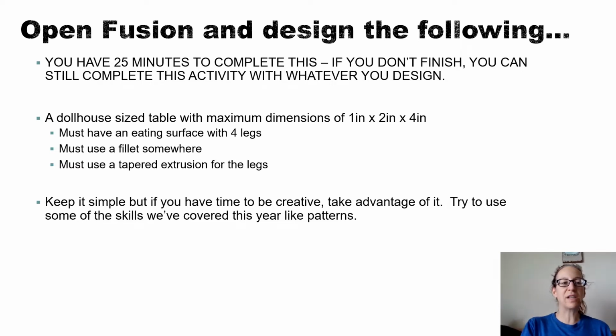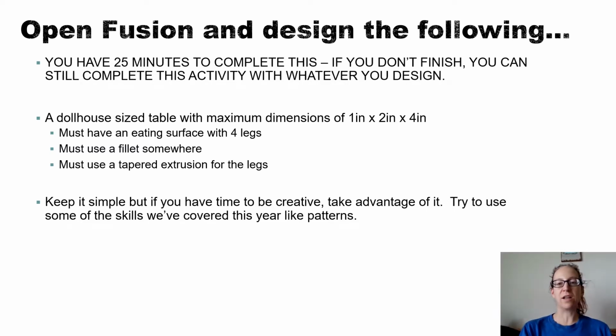So what I want you to do is design a dollhouse sized table with maximum dimensions of 1 inch by 2 inches by 4 inches. So it can be smaller than that, just those are your maximum dimensions. It can't be longer, wider, taller, deeper than those. It must have an eating surface with 4 legs. Okay, guys, so you have to have 4 legs in your table. You have to use a fillet somewhere in your designs. We're trying to review some of our older skills. And you must use a tapered extrusion for the legs. So you got to kind of remember how you do a tapered extrusion, and you can play around with the extrusion angle or the taper angle until you find something that you like. Keep it simple, but if you have time to be creative, take advantage of it. So we want to really hone those Fusion skills.